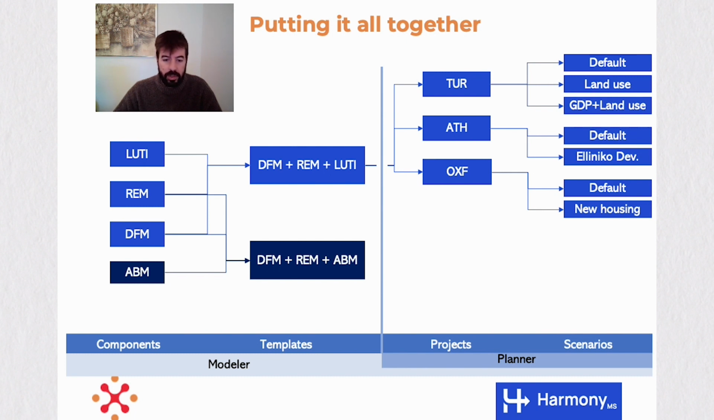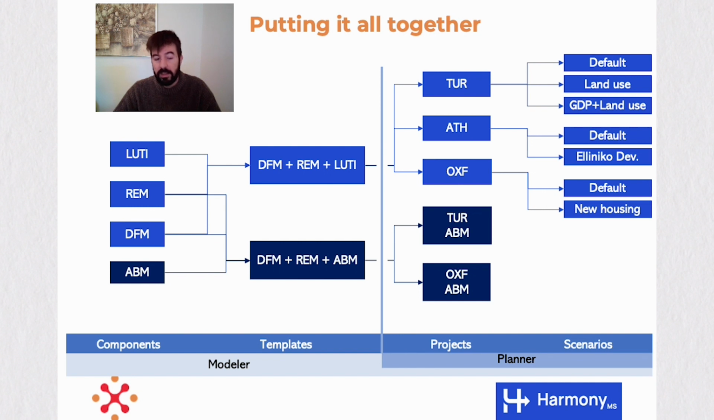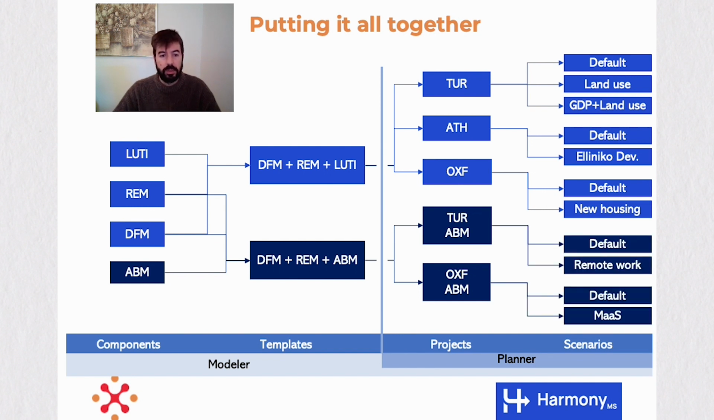This is also shown here, where, for instance, it also shows the evolvability of our platform, because our idea is that also in the future we will have more components that can be used with components that are already in the platform. For instance, here we have the activity-based model, a tactical level model that is provided to the platform and offers also the possibility of being combined with the REM and the DFM into another template, which again is instantiated into projects. And for each of those projects, we can consider several, one default and several alternative scenarios.